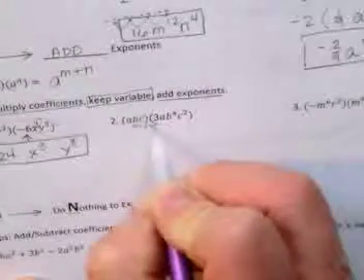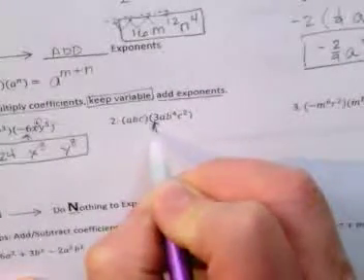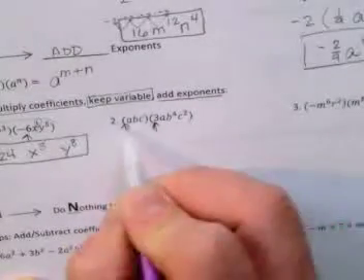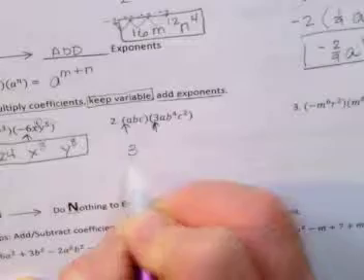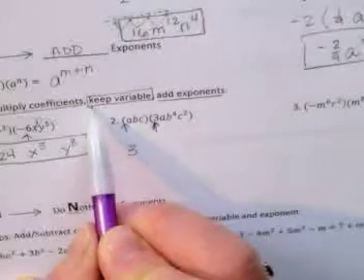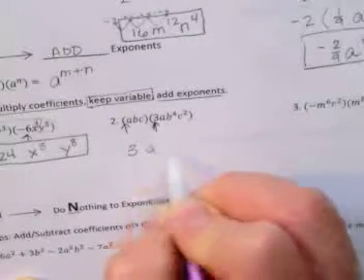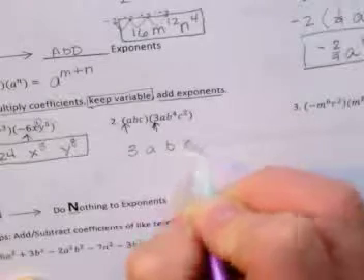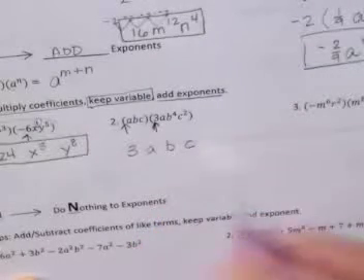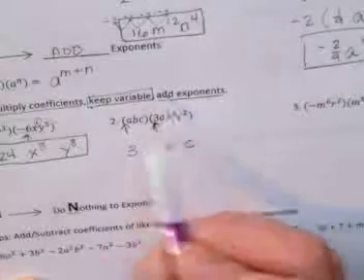Multiply the coefficients. The coefficient right here is 3, right? Coefficient right here is 1. So 1 times 3 is 3. The next step says keep the variables. So I'm going to write down a, b, and c. And I'm going to add the exponents of like variables.